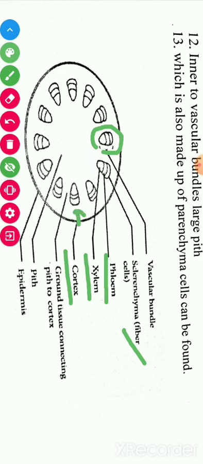Then the ground tissue connecting pith to the cortex. So this is the ground tissue that connects the pith to the cortex. And then we have the pith region in the middle. Then we have the epidermis surrounding. So now we'll shift into the essay that's coming out.